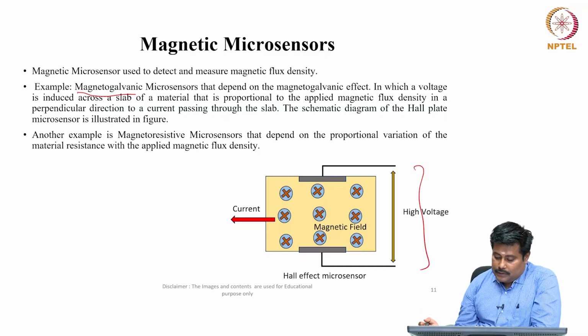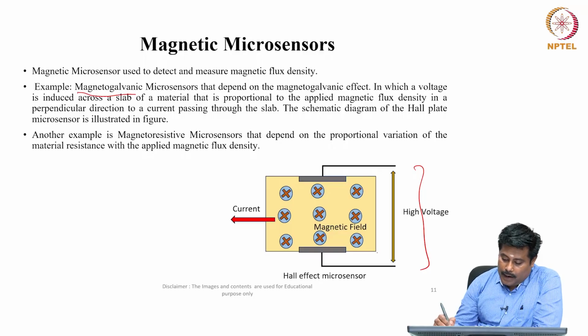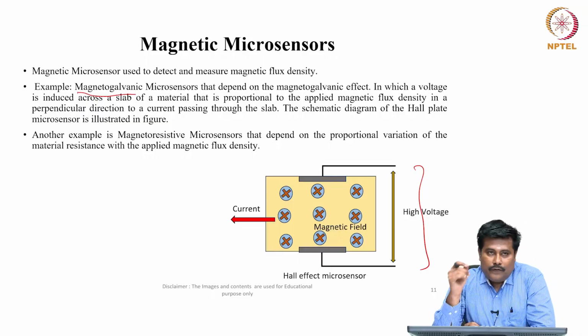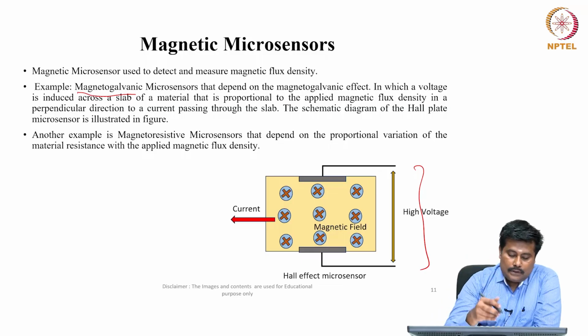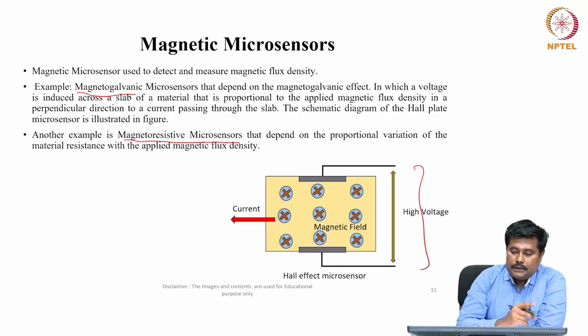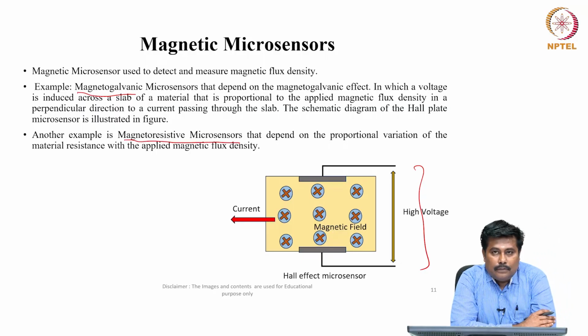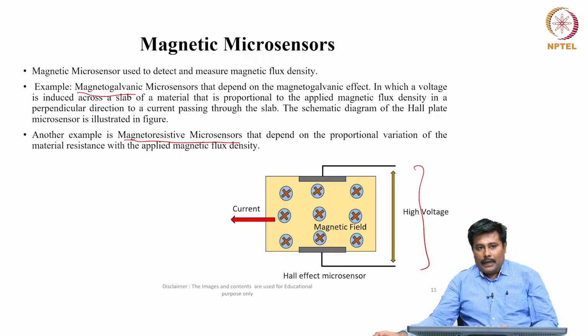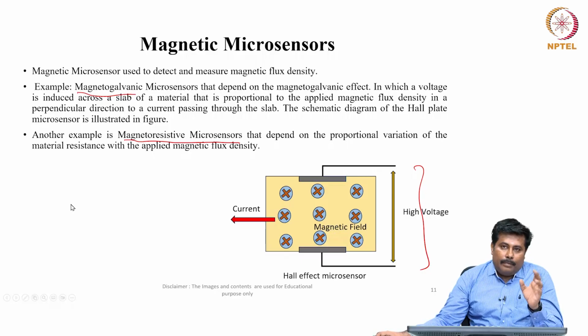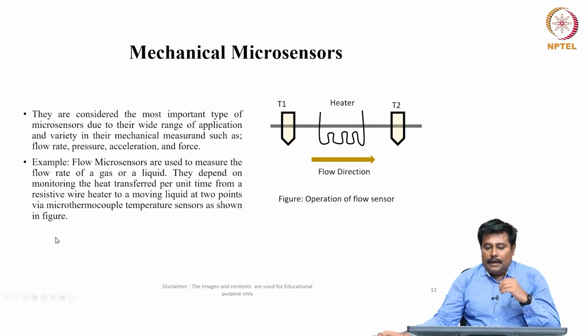In this Hall effect microsensor, we are trying to apply a high voltage over here. With reference to the change in the magnetic field, the deflections are sensed. Another example of using a magnetic microsensor is called a magnetoresistive microsensor. This magnetoresistive microsensor depends on the proportional variation of the material resistance with the applied magnetic flux density. In fact, with reference to the magnetostrictive effect, we have discussed a lot in the magnetostrictive based actuator. Almost the same principle is used for sensing related applications.